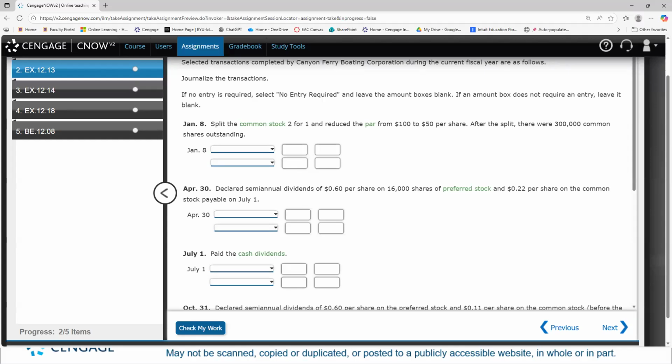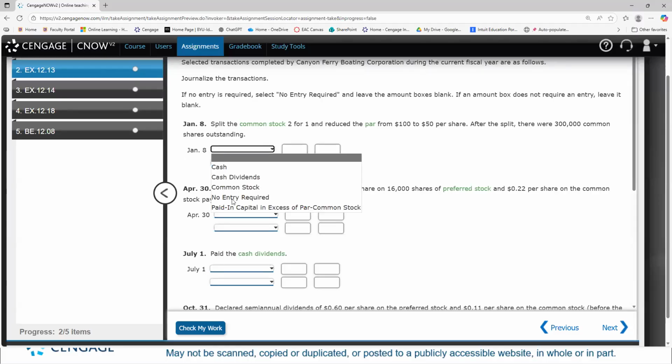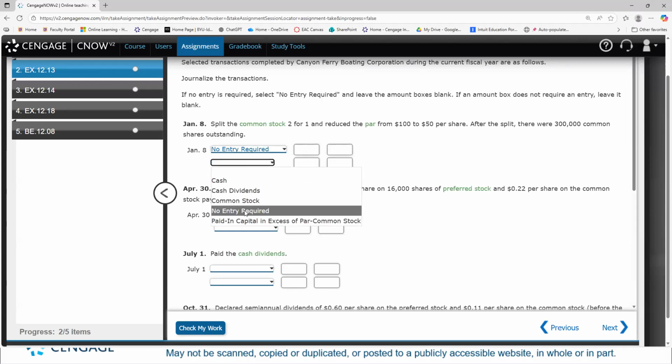So here's something interesting. With a stock split, nothing happens from an accounting perspective based on the split, because our accounting transactions don't ever really take into account how many shares there are. It's just the total amount of the par value of the stock. So the fact that we split the stock is still going to be no entry required. There's no journal entry required for a stock split.